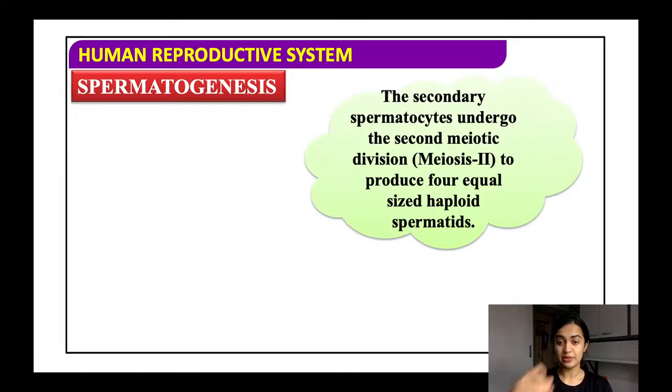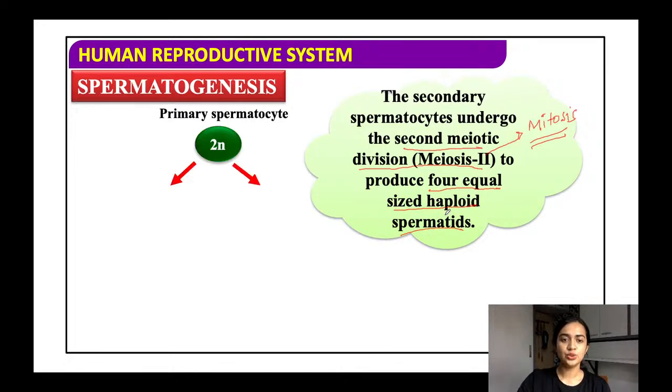And now these secondary spermatocytes will undergo the second meiotic division, or meiosis II. Please remember that the process of meiosis II is similar to mitosis. All right. So what happens now? Each of them, now we have two of them, will undergo meiosis II. And what is the end result? They produce four equal sized haploid spermatids.